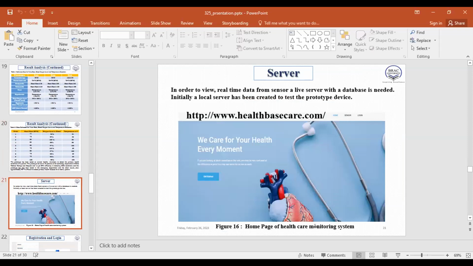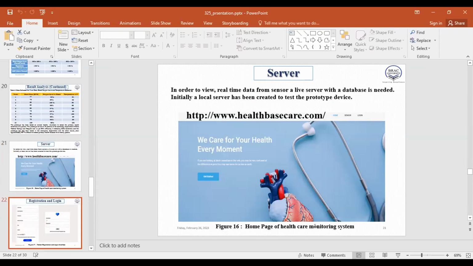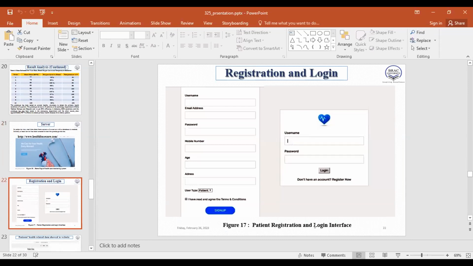We have a website for our system. This is the homepage of our health monitoring system. In order to view the real-time data from the sensor, a live server with a database is needed. Initially, a local server has been created to test this prototype device. Here is the registration and login page. This page is available for patient, user, and doctor, controlled by the admin.